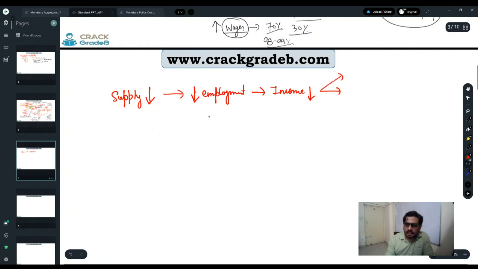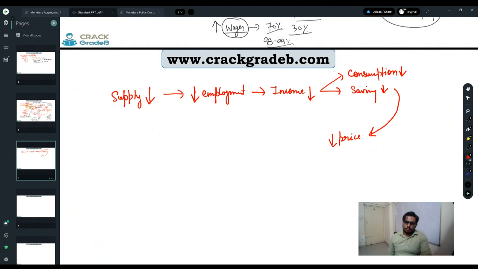If income is going to decrease, then consumption and savings both are going to decrease. If consumption is going to decrease, then price is also going to decrease, right? So if price is going to decrease, people can start consuming again.